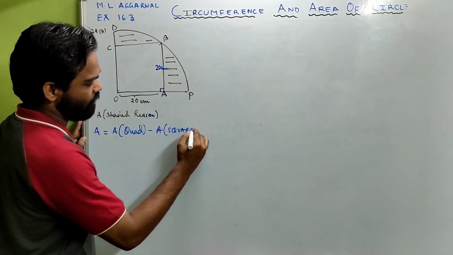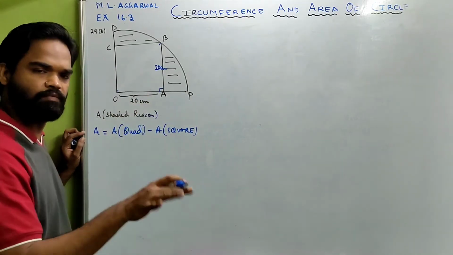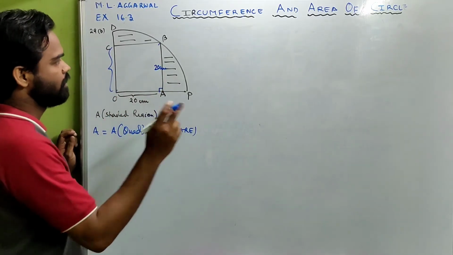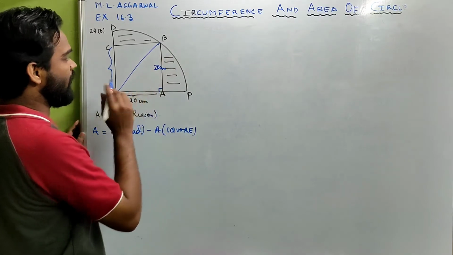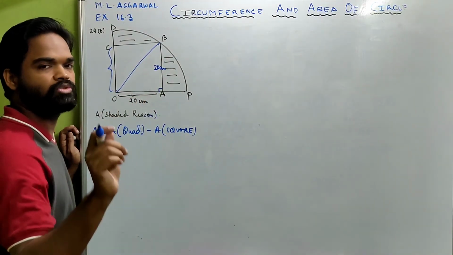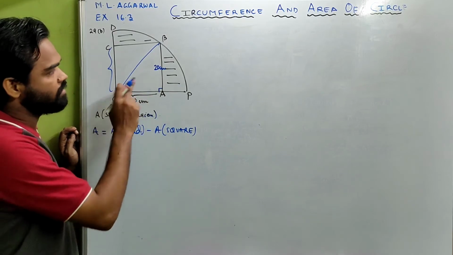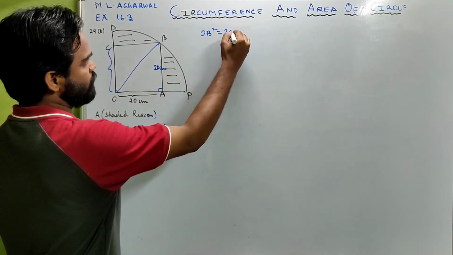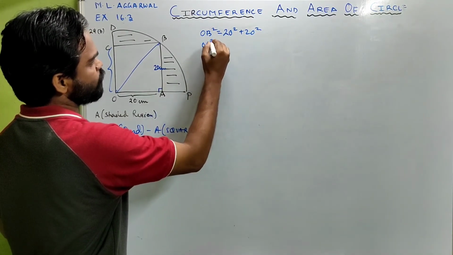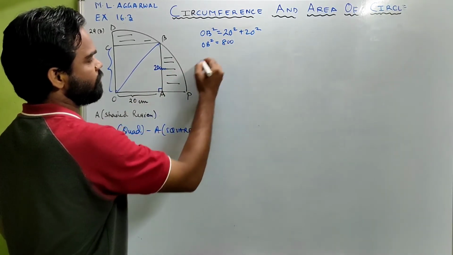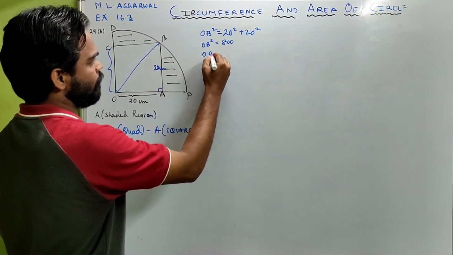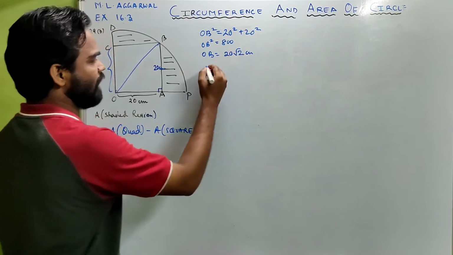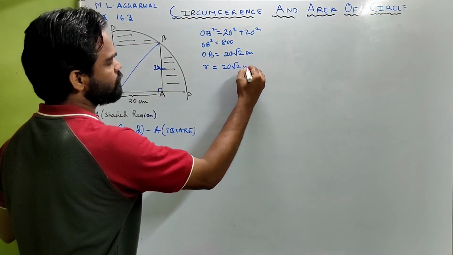Very simple. Now, area of the square is side into side. That's 20 into 20, 400. Not an issue. But when you talk about the quadrant, we need to know the radius. Now, just remember, the diagonal of the square becomes the radius in this case. Isn't it? See the diagram properly? So, OB square, Pythagoras theorem, is 20 square plus 20 square. So, OB square is 400 plus 400, that's 800. So, your OB will be 20 root 2. Isn't it? Keep it like this. And that is the radius only, 20 root 2 centimeter.